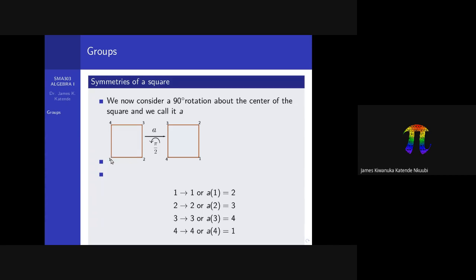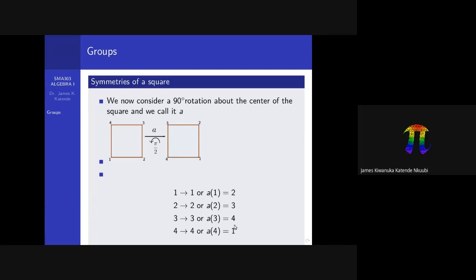If 1 will move to 2, so you have 1 going to 2. I need to correct this. You should have 2 here, 3, 4, and 1, the same way we have here. So what appears here is for the identity. I think I didn't change that. But what appears on this end is correct.